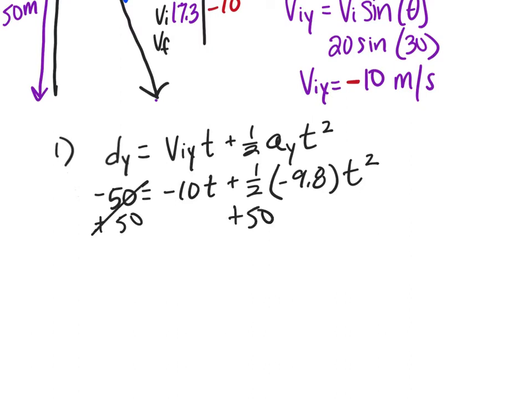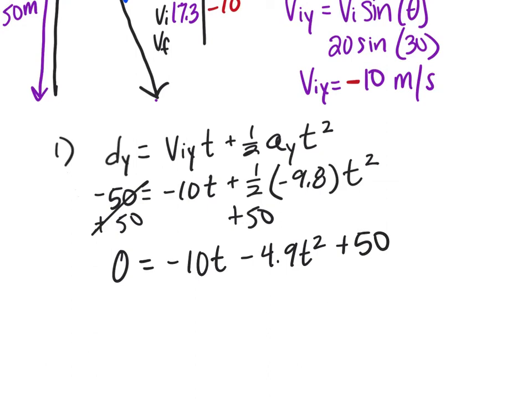So that on the left-hand side, we get 0, which is what we want. And that is going to equal negative 10t. And then we're going to combine the 1/2 and the negative 9.8, so it'll be minus 4.9 t squared. And then we're going to add the 50 to the end here. So we're almost there for the format we want, but not quite.